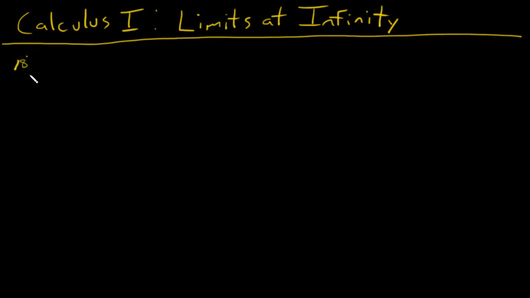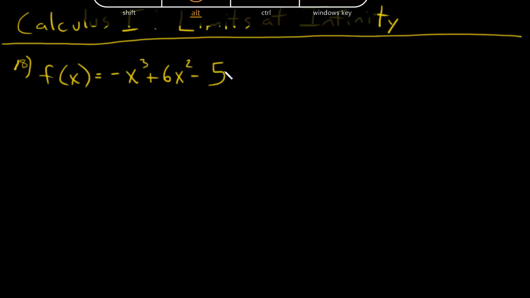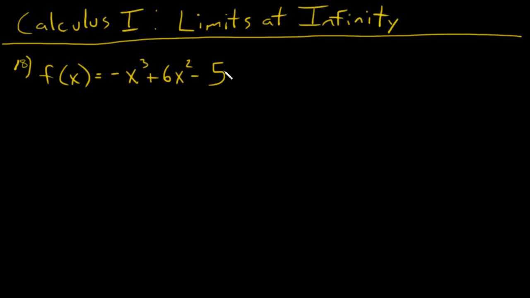And so we're going to start with number 18. And number 18 was f of x is equal to negative x cubed plus 6x squared minus 5. Don't want to do plus 5. So that is the function. We're going to jump straight into knocking it out so we can graph it by hand.